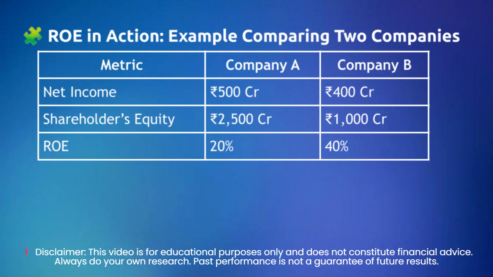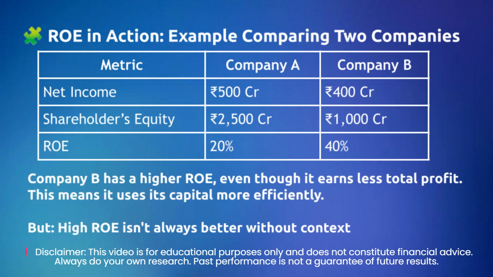ROE in action. Example comparing two companies. Metric: company A, company B. Net income: 500 crore Indian rupees, 400 crore Indian rupees. Shareholders' equity: 2,500 crore Indian rupees, 1,000 crore Indian rupees. ROE: 20%, 40%. Company B has a higher ROE, even though it earns less total profit. This means it uses its capital more efficiently.